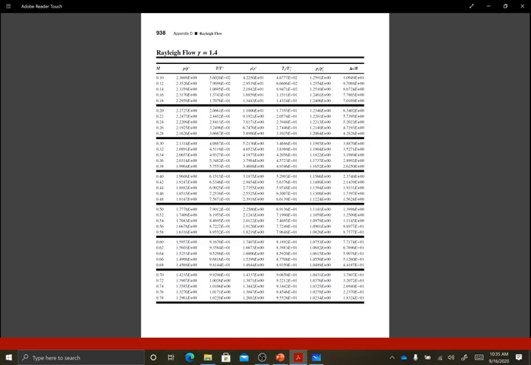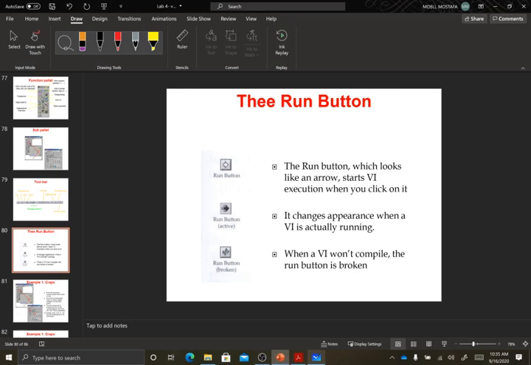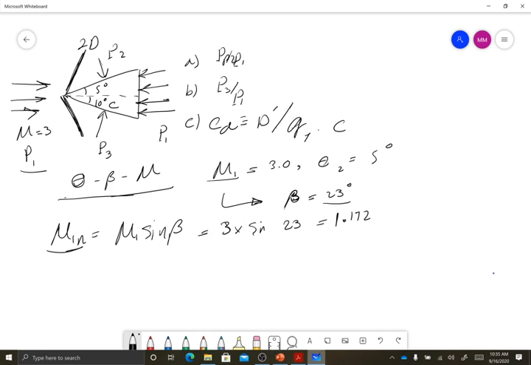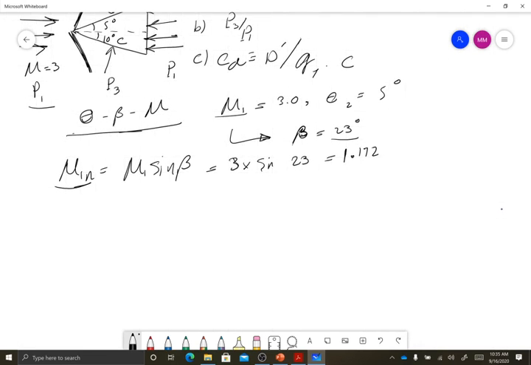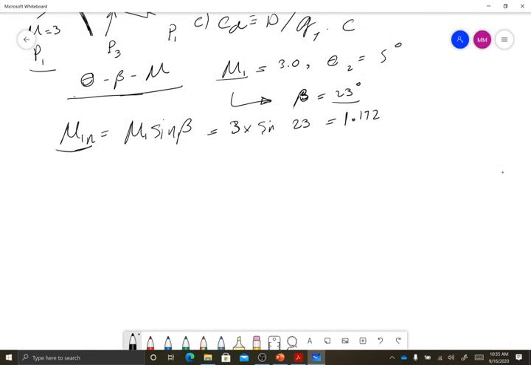Okay, it doesn't work here, but you know where it is, hopefully. It is in the appendices, right? Is there anyone who doesn't know where to look for the normal shock tables? Okay, that's good. Because if you don't, that means you have not done well in your quiz.